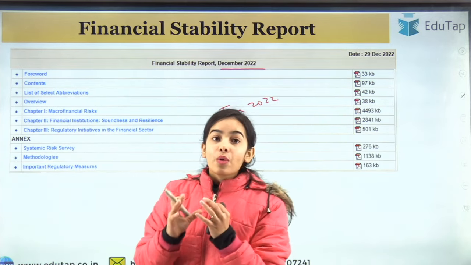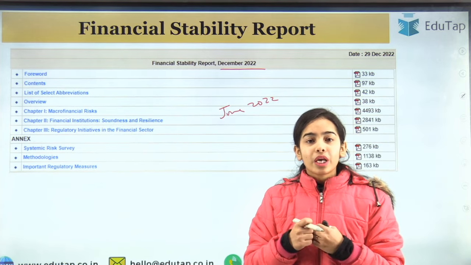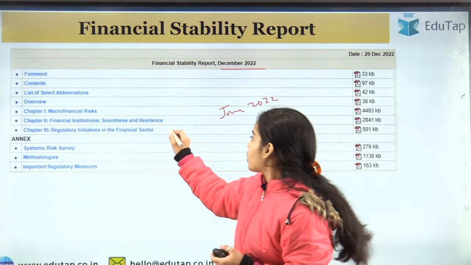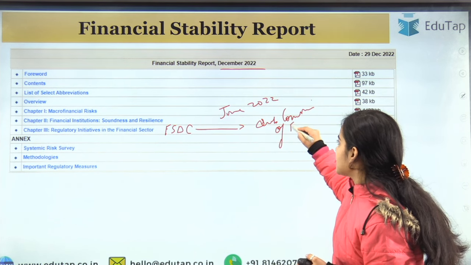Okay, so now coming to who releases it. So the RBI is releasing it, but who is making it? Okay, so on what basis is this report made? So first of all, the FSDC, that is the Financial Stability and Development Council, has a subcommittee. That is the subcommittee of FSDC.